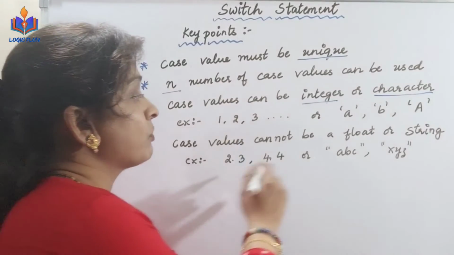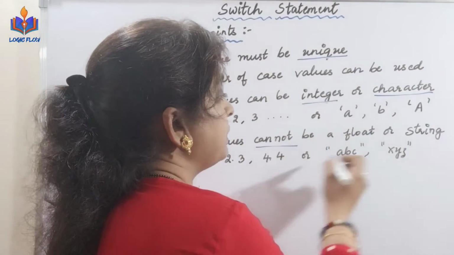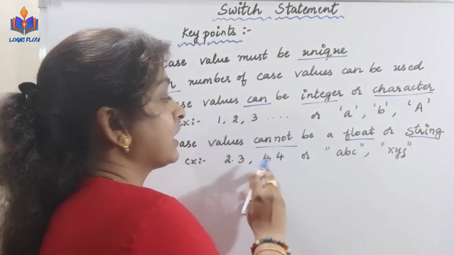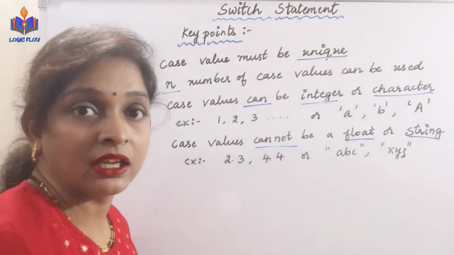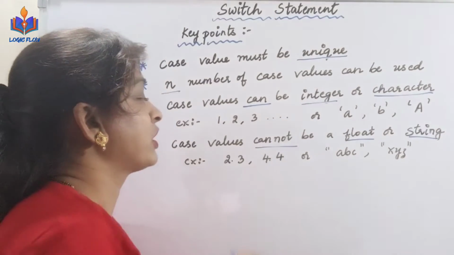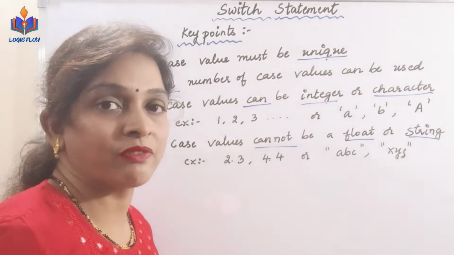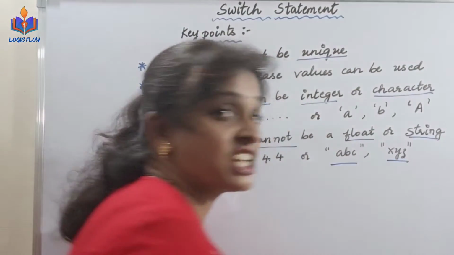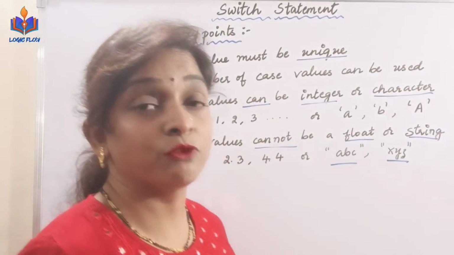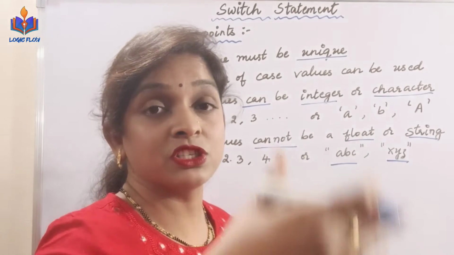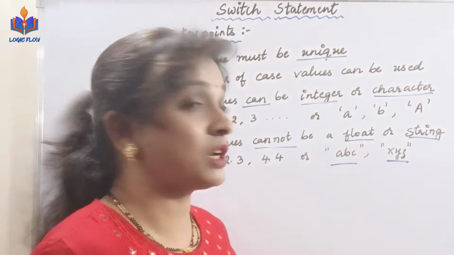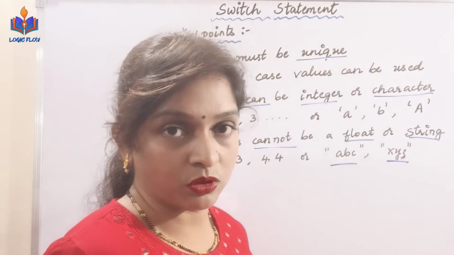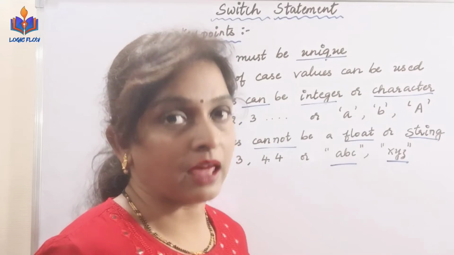Then case values cannot be float or string. Here I can use integer or character, but I cannot use float or string. I can't have case values as 2.3, 4.4, some floating point or fractional values, and it cannot be a string, a sequence of characters. Then the compiler will be in confusion about which string matches the switch value. All these confusions arise, so these ambiguities are not allowed. I can have integer or character.